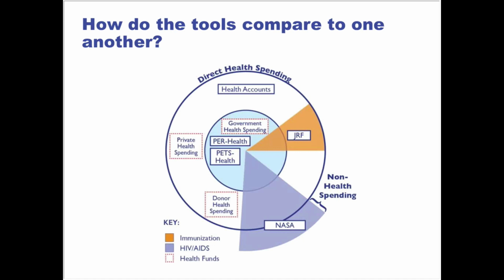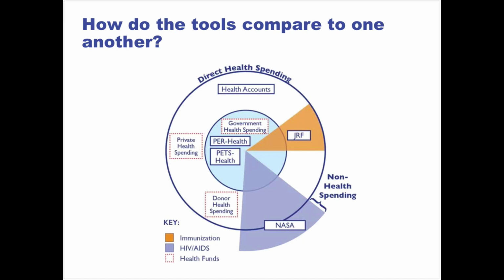So this Venn diagram includes all 5 tools and gives you a sense of how they're related to one another. The first thing you might want to pay attention to in this diagram are the boxes with the blue outline, in which you'll see the 5 tools that we just mentioned on the previous slide. The boxes with the red dotted outline are showing the different types of health funds. So what you'll notice is the outer circle represents all direct health spending, and the inner circle in this diagram is government spending specifically. So that's why you'll see the PER and the PETS are in the inner circle, because they track publicly managed funds or government spending.